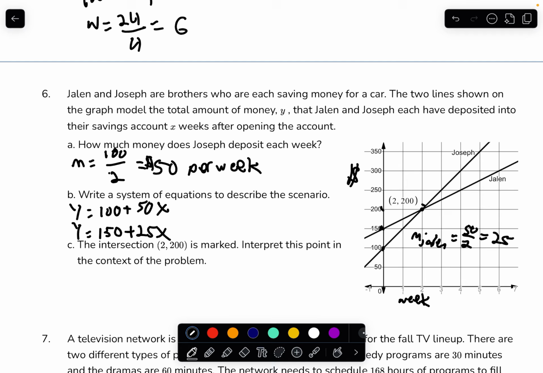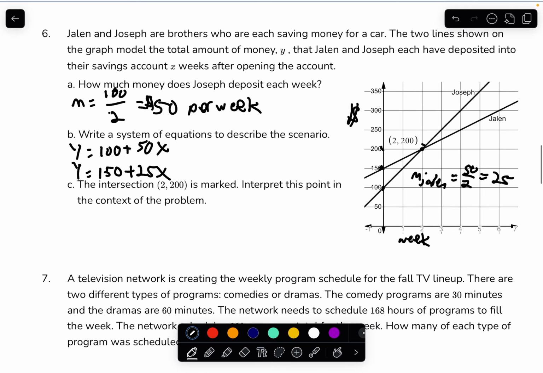How much money they make per week is the slope. So we found from the first part, Joseph made $50 per week. We had to figure out what Jalen's weekly salary is, which is $25, but he started with $50 more. But that's your system. You could solve it, and if you were to solve it, you would see that the point of intersection is (2, 200).